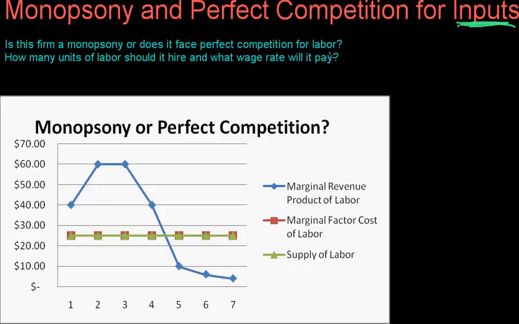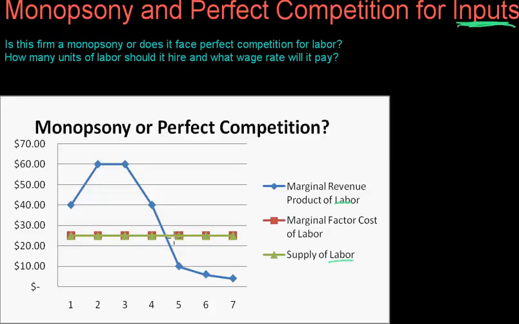And the input that we've been working with this entire time, the most common one, and the one that all the research has been done about, is labor. So all I want to know is this: based on these graphs, is this firm a monopsony, or is it in perfect competition for labor? And then how many units of labor should it hire, and what wage rate will it pay? I'm going to encourage you to pause right here and work this through yourself before you hear my answer.